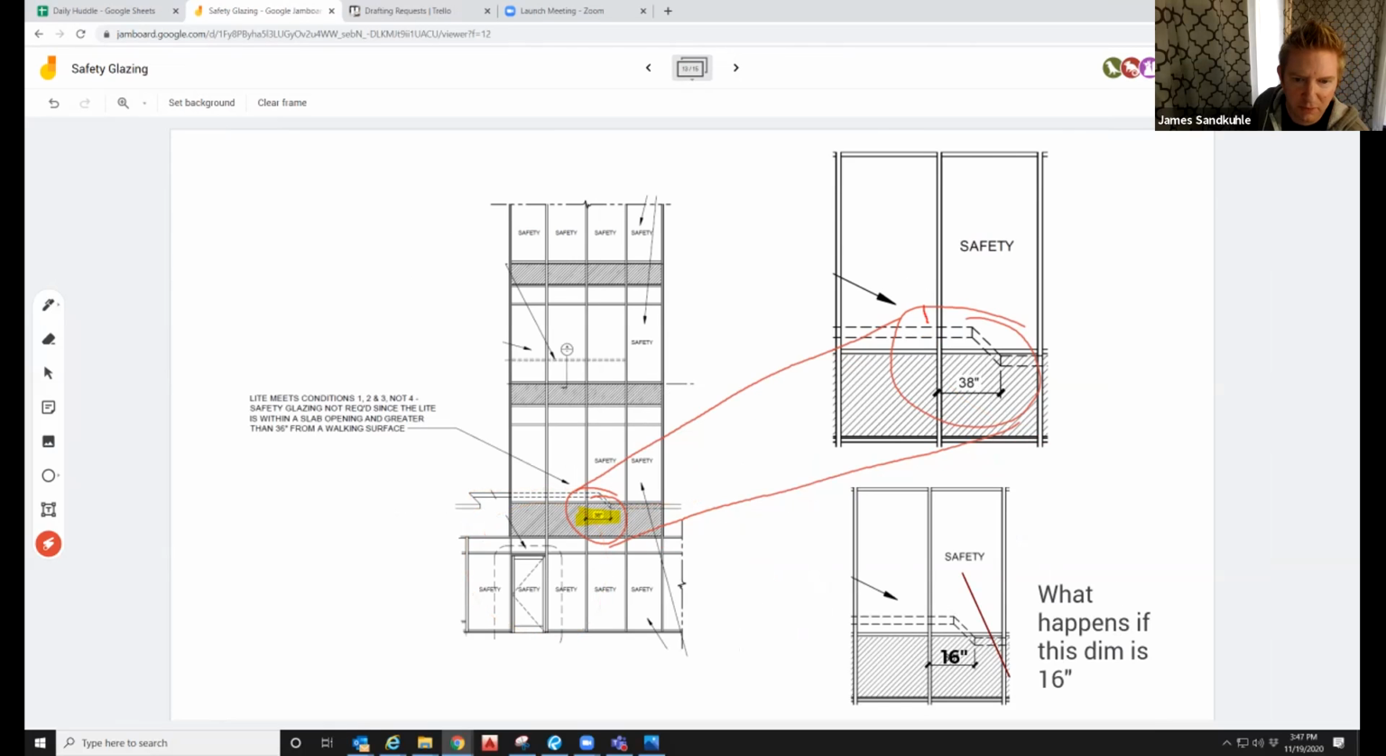So I blew it up over here. If the slab opening is, say, 38 inches, this one doesn't need to be safety glazed. However, this needs to be safety glazed. But what happens if that is 16 inches? What do you do?